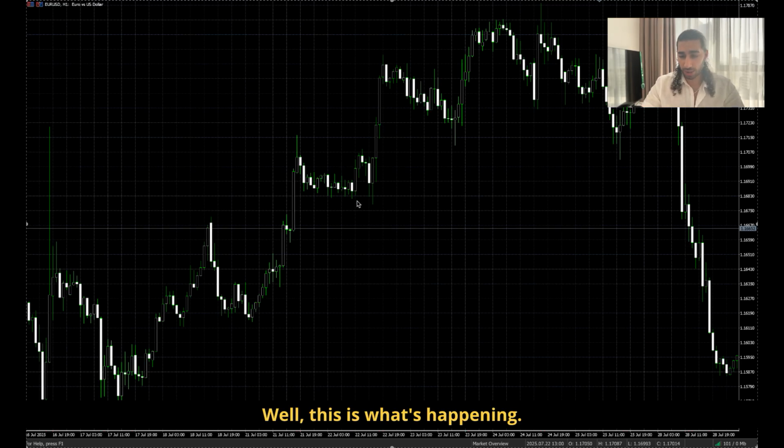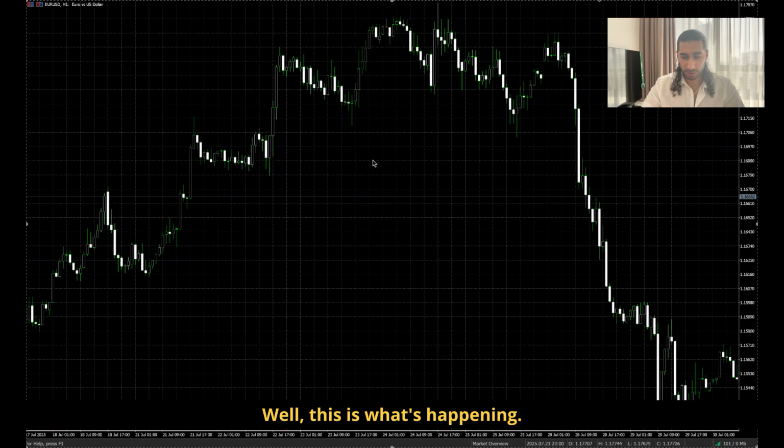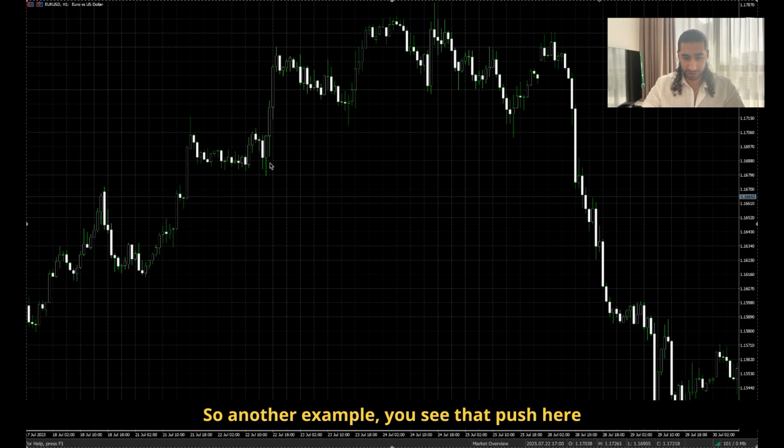Well, this is what's happening. Another example: you see that push here, and you had that first push probably around 8 a.m., that I see there, yep, and a big push around 10 a.m. And then you had this, right? After 6 p.m.